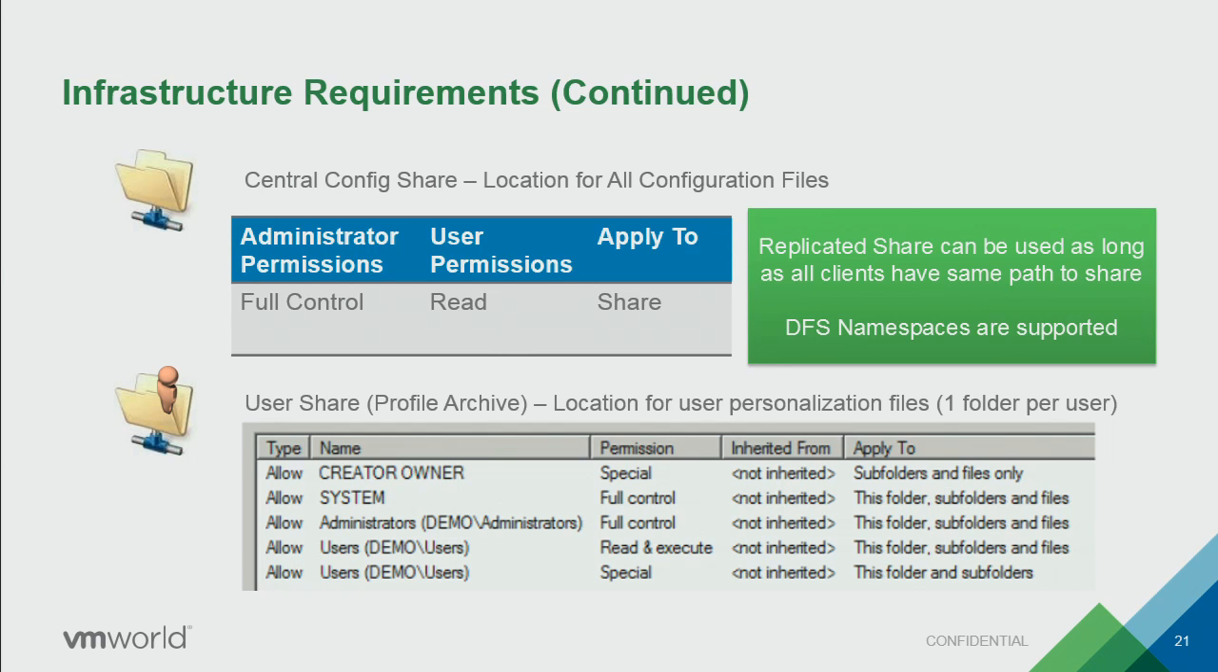And then, of course, the user share is really no different than you would have for redirected folders. Permissions are all set at the user level and the administrator level. And those are all created as well. As you create that group policy to enable it, you're going to plug in that path name, and this is all going to be created for you.